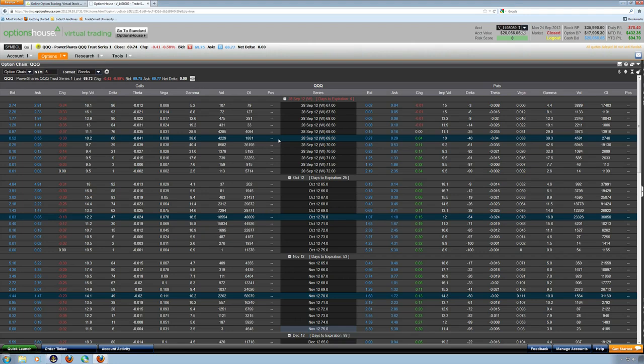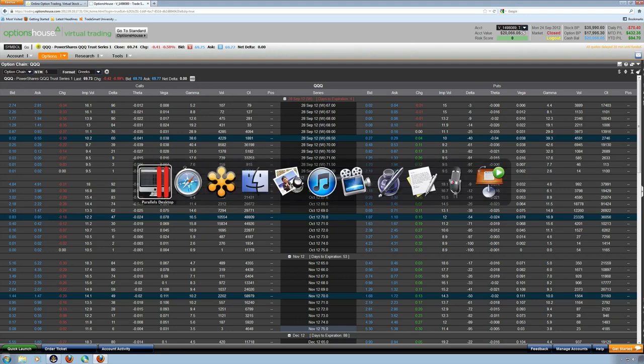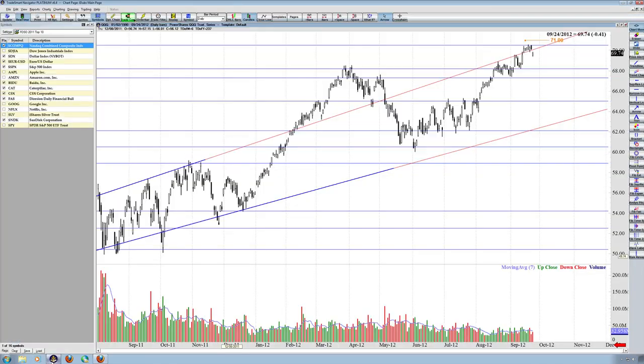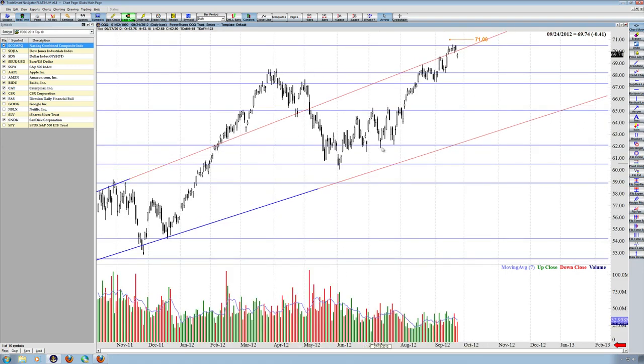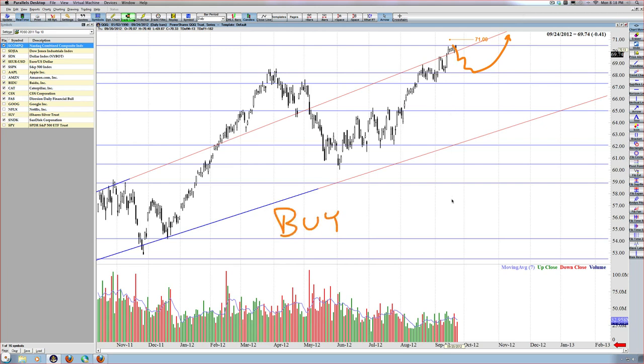Okay, so here's the idea behind the covered call. What I want to do with this order is, let's say that we believe that the Qs are actually going to go down for the short term and up for the long term. This is where the covered call would be beneficial right now. We want to buy the Qs, and that's going to be the stock, and we're going to then sell a covered call.